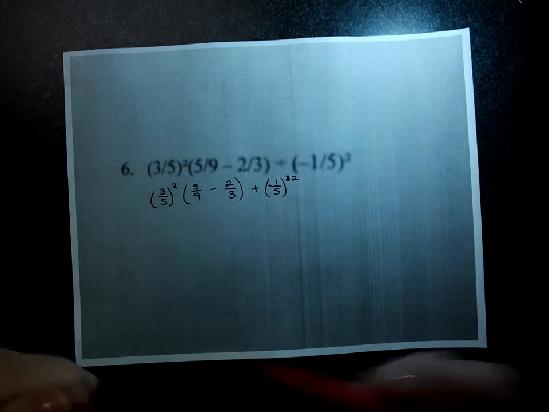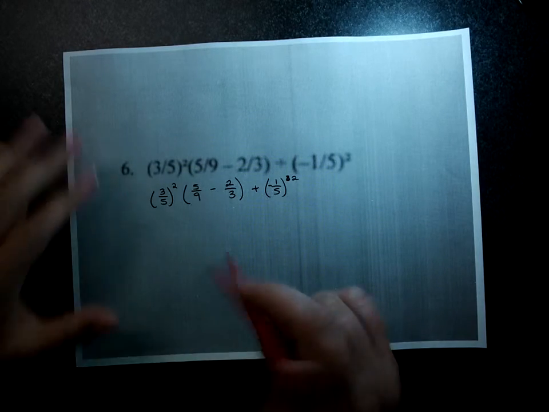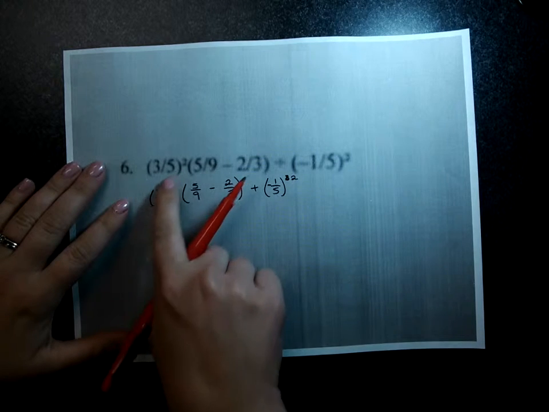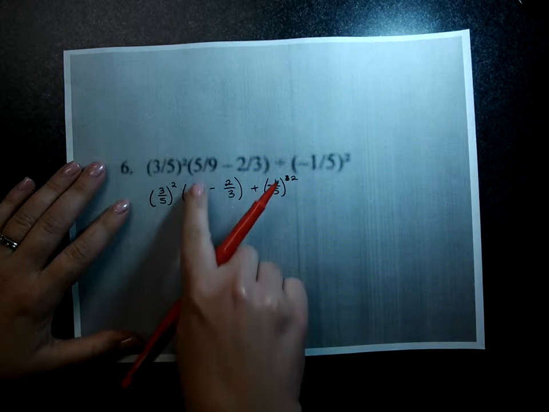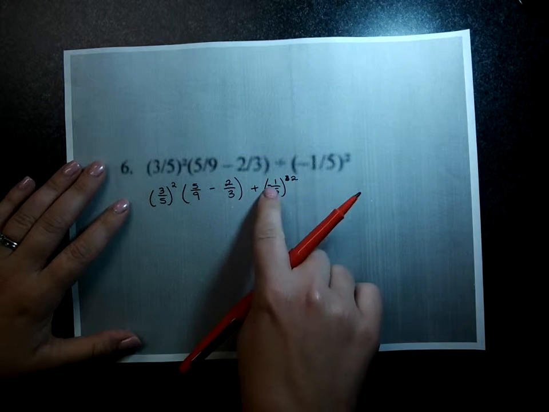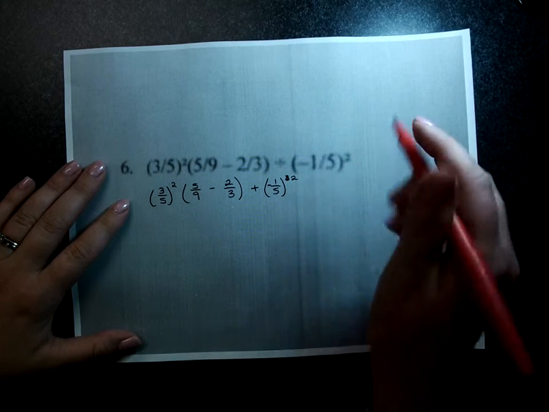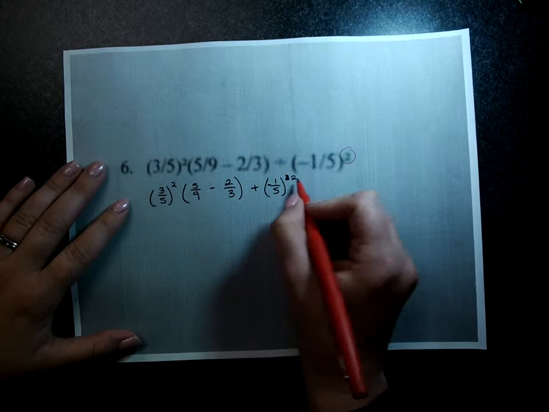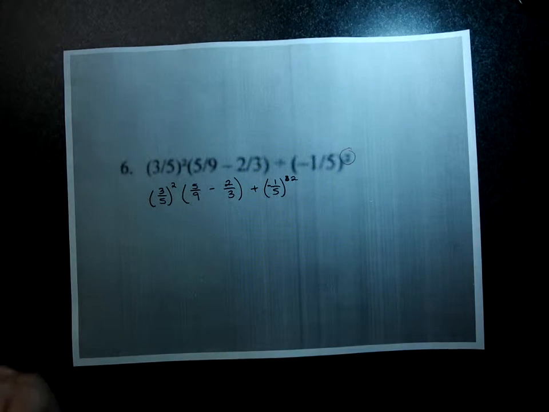Alright, Lexas, your picture was a little blurry, so I did my best. I think that's 3/5 squared times 5/9 minus 2/3 plus, looks like negative 1/5, and I couldn't tell if that was squared or to the third power, so I went ahead and just made it squared.